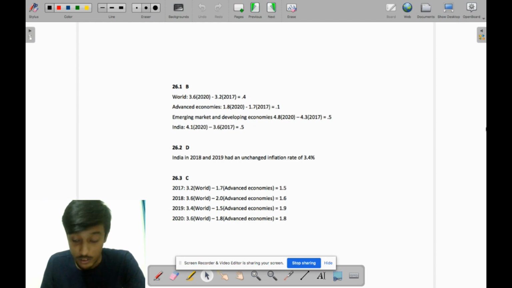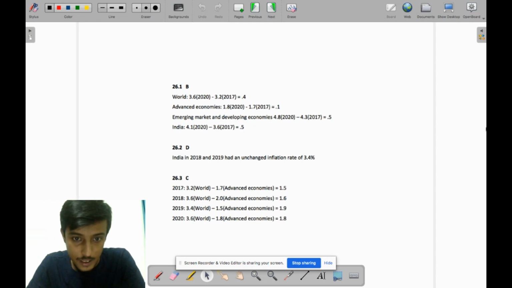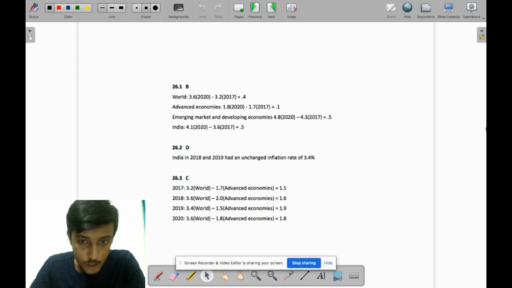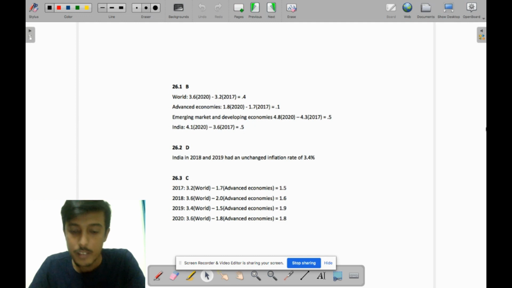Moving on to the third question. In which year was there maximum difference between the world and the advanced economies line? And we can clearly see in 2017 the movement was of 1.7 and 3.2. So that's a movement of 1.5. Then there's a movement in 2018 of 1.6, 3.6 minus 2.0. Then there's a movement of 3.4 minus 1.5, which is 1.9. And then there's a movement of 3.6 minus 1.8, which is 1.8. So hence in the year 2019 there was the maximum movement. So that will be your answer.